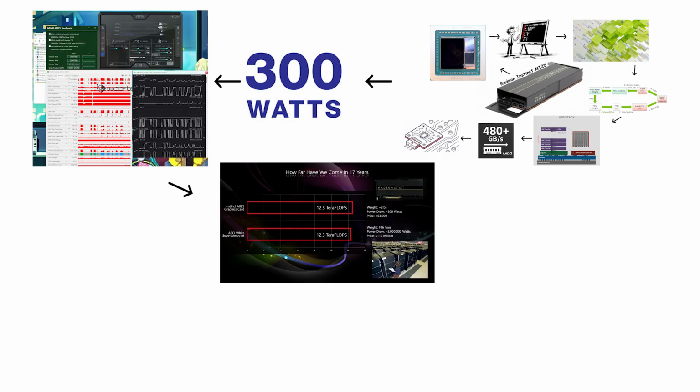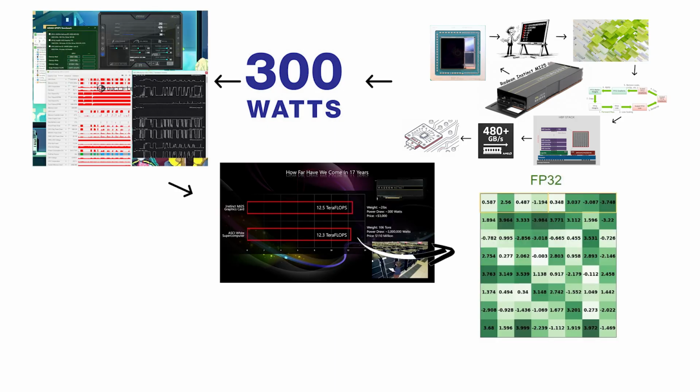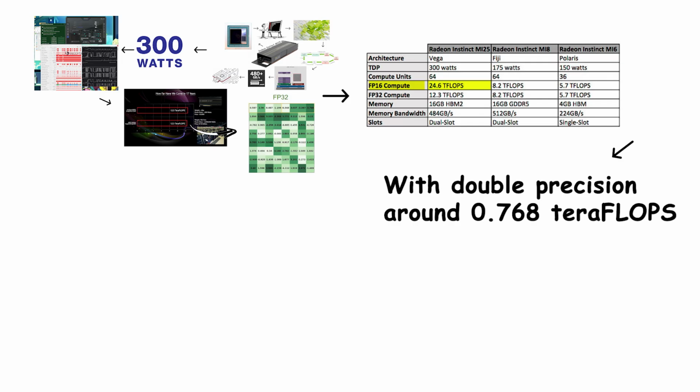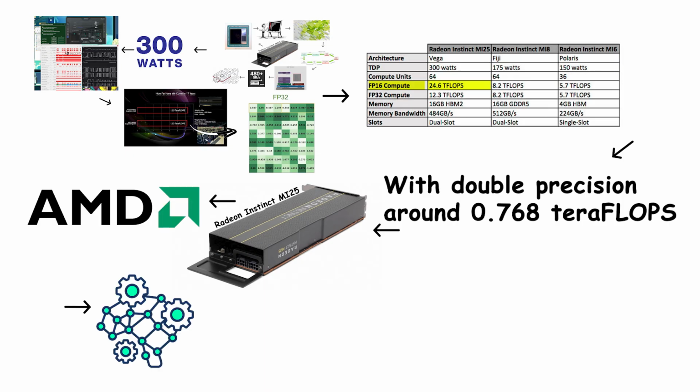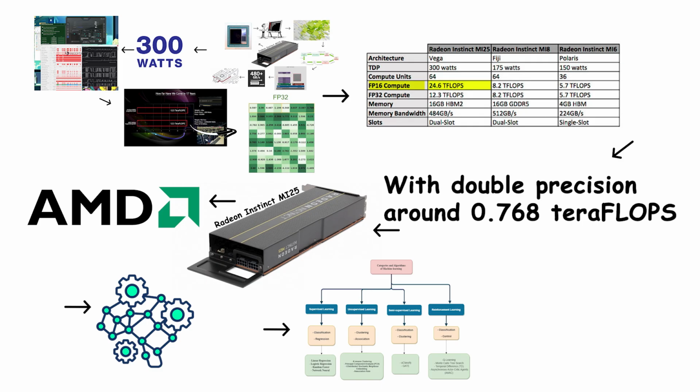Peak numbers were about 12.3 teraflops at FP32 and about 24.6 teraflops at FP16, with double precision around 0.768 teraflops. In plain English, MI25 finally made half precision worth it on AMD for neural network training at the time, which is why you saw it pitched for deep learning rather than just classical compute.